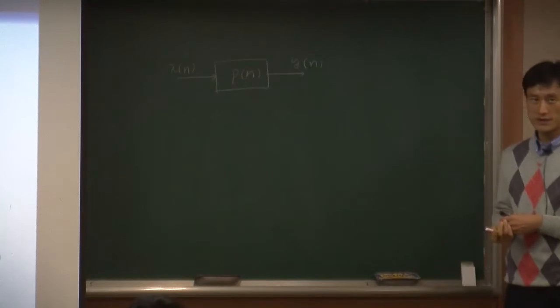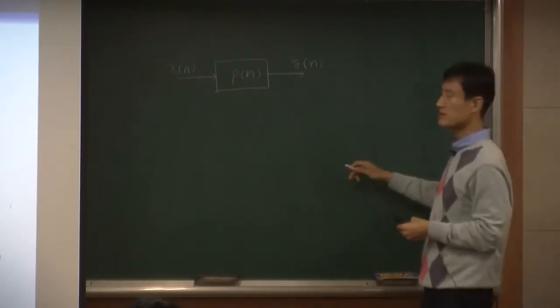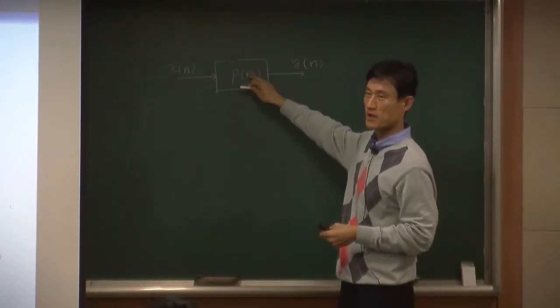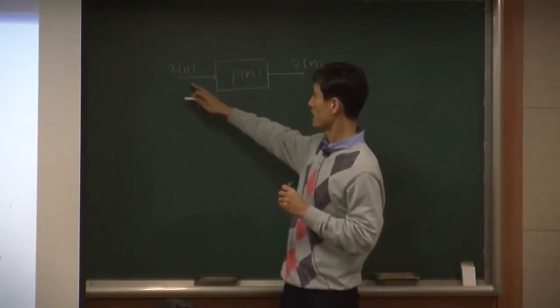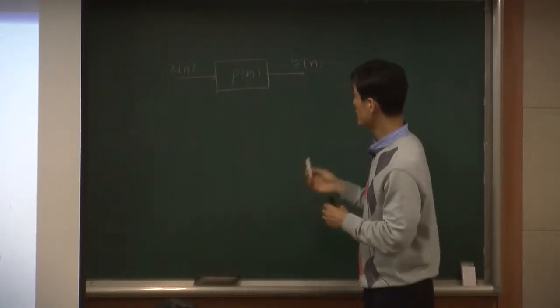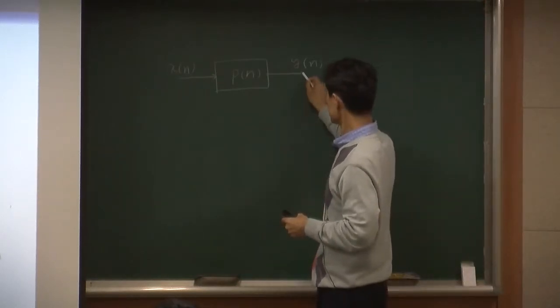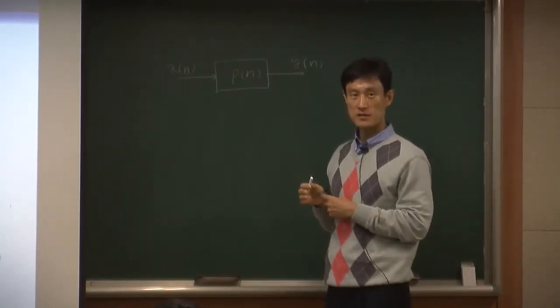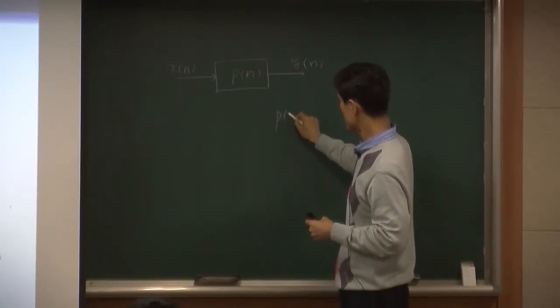What I'm doing here is just a general block diagram. We have a block, PN. PN is the impulse response of this block. Xn is the input, and Yn is the output. You know impulse response, right? So what is the ideal impulse response of PN?